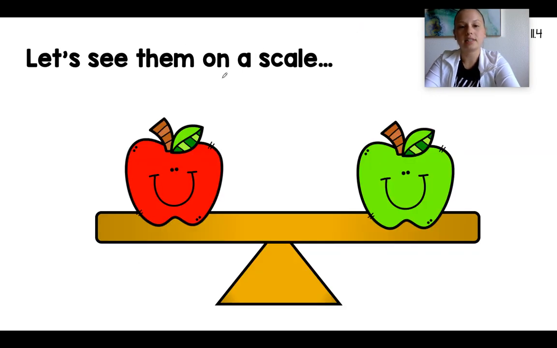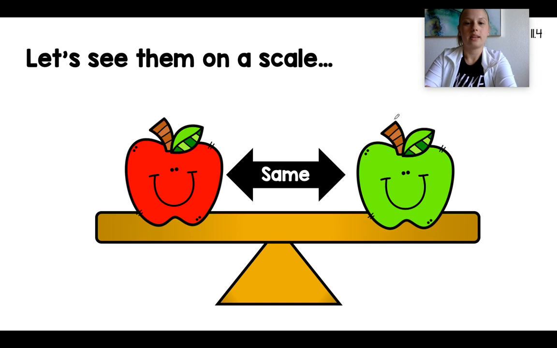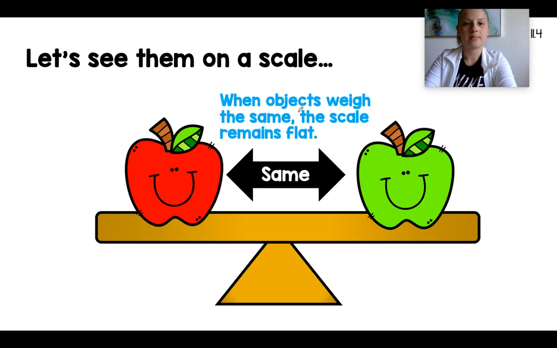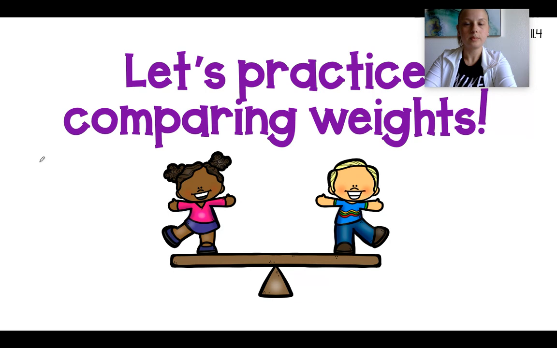Let's see them on a scale. There's the red apple, there's the green apple. Now they weigh the same, so not one is heavier than the other. They're about the same. So the scale doesn't go up and down, it stays level. And they are the same weight. When objects weigh the same, the scale remains flat. So look at the scale. It stays flat.